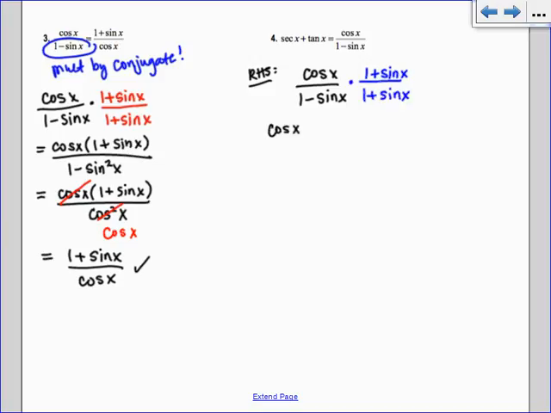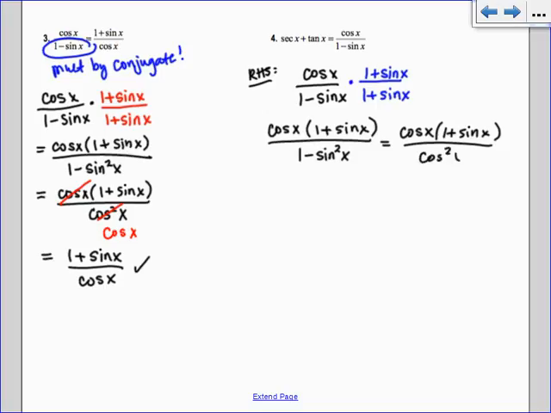So the top becomes cosine of x times 1 plus sine of x. The bottom becomes 1 minus sine squared x. So we get cosine of x, 1 plus sine of x, all over cosine squared x. We can reduce out by a cosine. So we have 1 plus sine of x, all over cosine of x. And then look to where we're trying to go. We're trying to get it to be secant of x plus tangent of x.